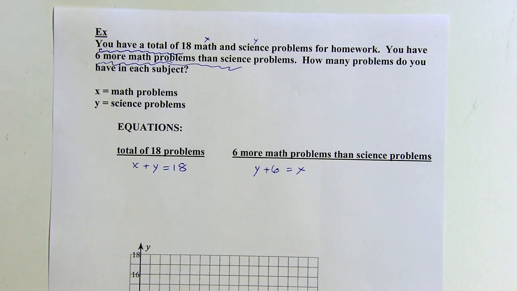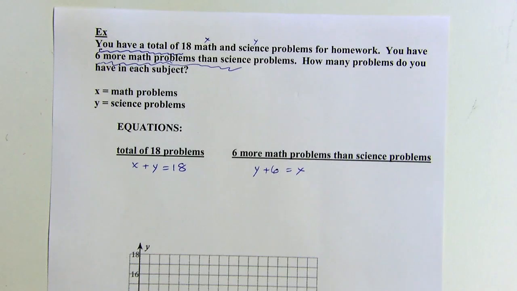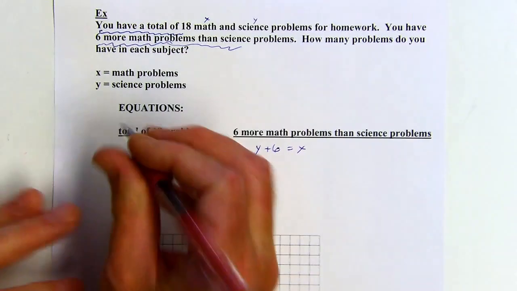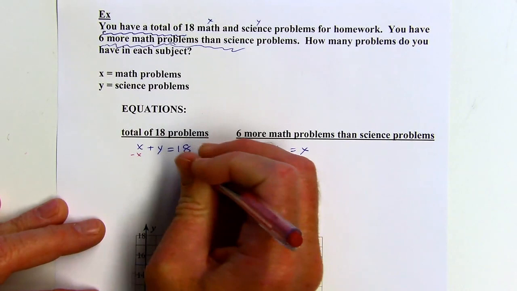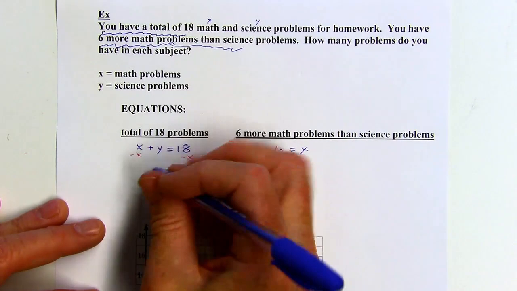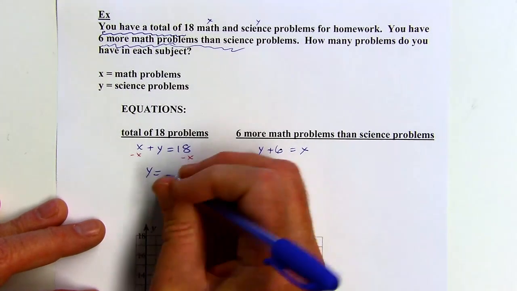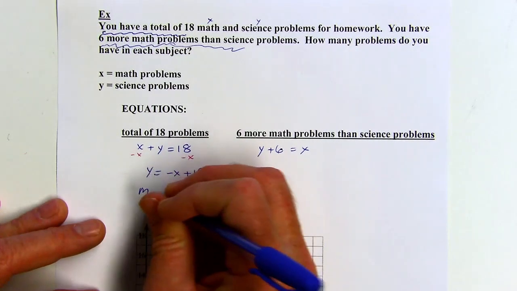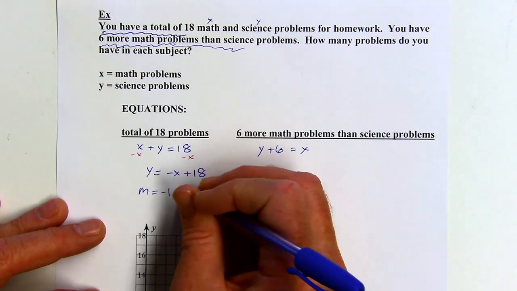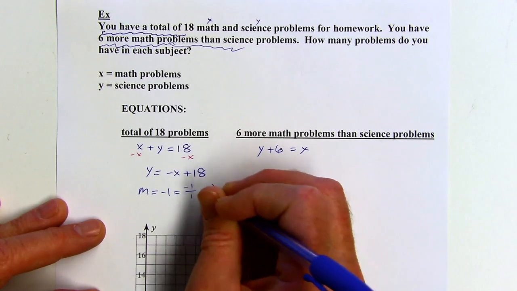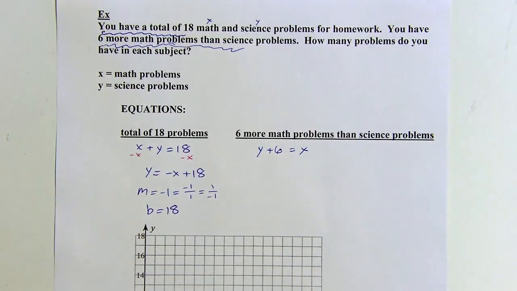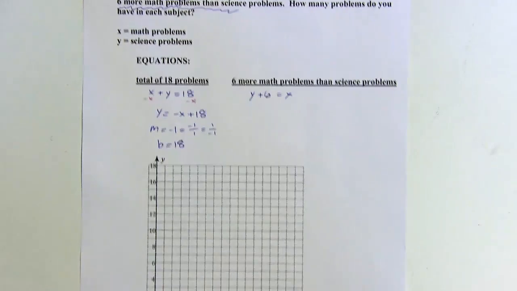So now I've got my 2 equations, okay? So I'm going to solve this by graphing. I want to graph both of these, so I want them both in y equals mx plus b form. So what I'm going to do here is subtract x from both sides to get y by itself. And I'm going to put the negative x in front of the 18 so that it's closer to y equals mx plus b. So now I can see that my slope is negative 1, and then my y-intercept is going to be 18. Okay? So let's go ahead and graph that one.